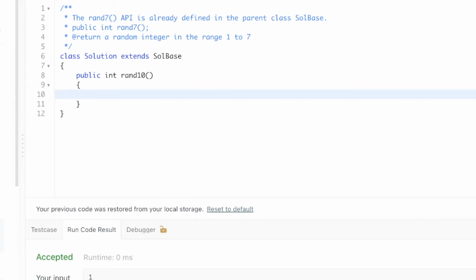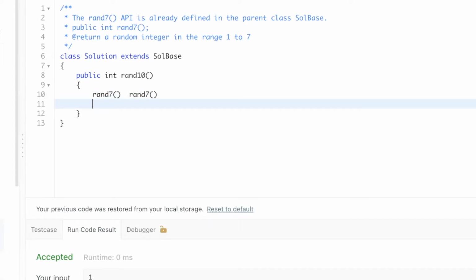So we have Rand7 here, right? Before I was giving an example of Rand22, which is greater than Rand10, so we have enough numbers to choose from. But with Rand7, we don't even have enough numbers to choose from. So in the basic approach, we could just call Rand7 twice.